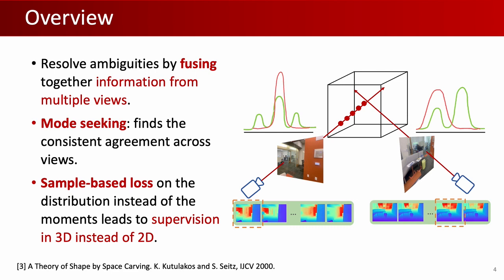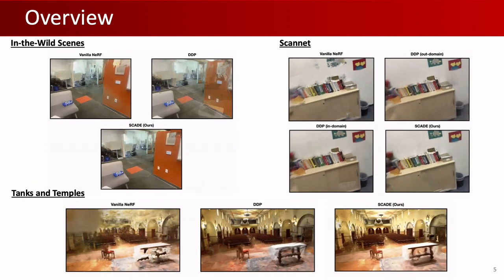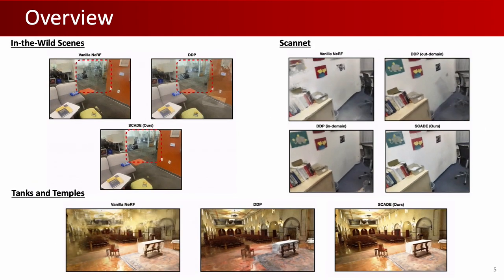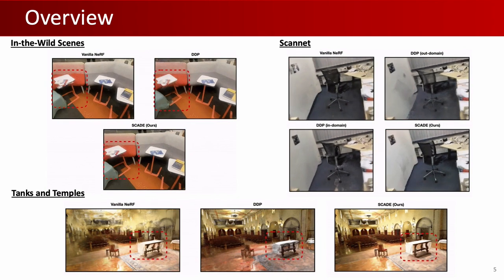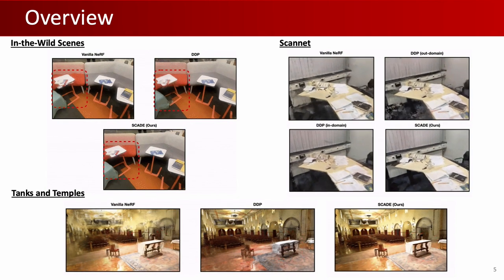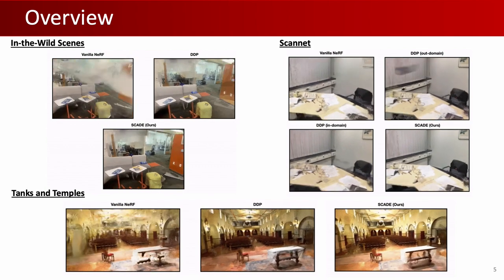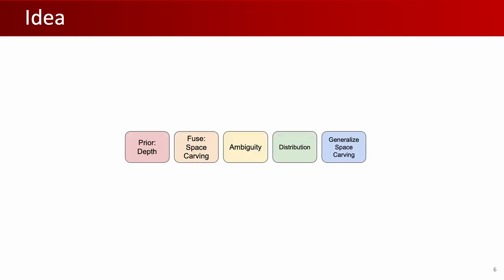This can be viewed as a probabilistic generalization of space carving. Results on different datasets show that our approach enables better photometric reconstruction with better recovery of non-opaque surfaces and crisper object geometries. Now let's dive into the details.